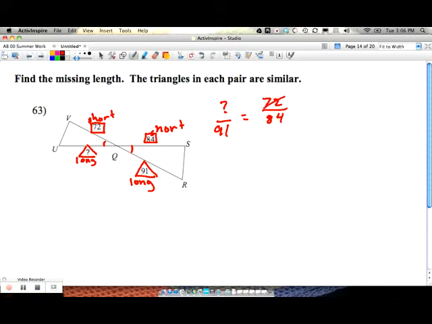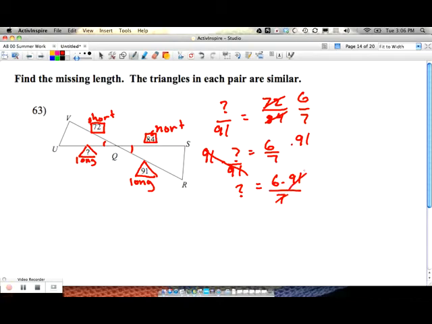Well, 72 and 84 are both divisible by 12, so I'm going to divide those and see what we come up with. 72 divided by 12 is 6. 84 divided by 12 is 7. So that means I have question mark over 91 equals 6 over 7. So I'm going to multiply both sides by 91 to get rid of that 91, because 91 over 91 simplifies to 1. That means question mark equals 6 times 91 over 7.